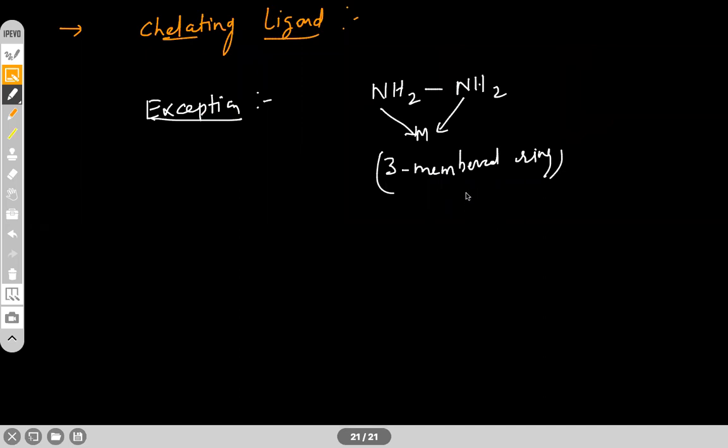Now, the next one is ambidentate ligand. Ambidentate ligand, I must have discussed this in the case of cyanide, the reaction of cyanide, when we were doing organic chemistry.